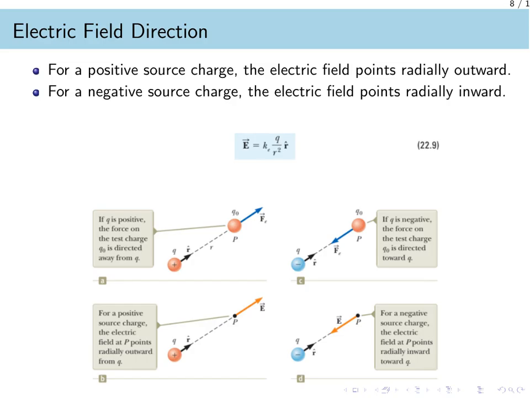This figure summarizes the electric field direction relative to the sign of the source charge. For a positive source charge, the electric field points radially outward from the charge. This occurs because a positive test charge placed nearby would be repelled and pushed away. Conversely, for a negative source charge, the electric field points radially inward toward the source. A positive test charge placed in this field would experience an attractive force directed toward the negative source charge. In both scenarios, the magnitude of the field is governed by the inverse square law, scaling with 1 over the distance squared.